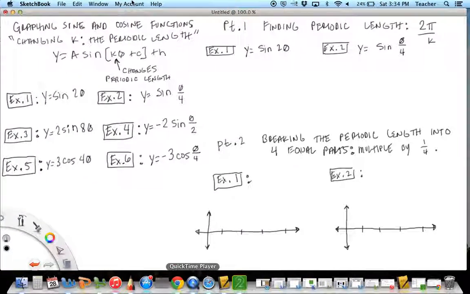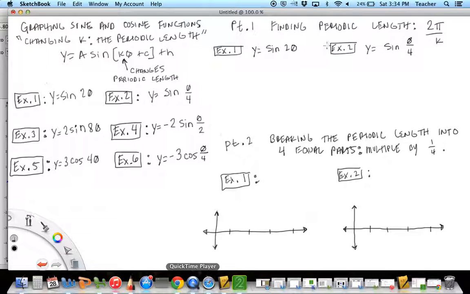All right, so let's talk about the basic idea, which is, first of all, we need to find the periodic length. To do that, we need to use this formula right here, which is 2 pi divided by k. Essentially, this number is multiplying our basic periodic length, so now we have to divide by it to find the new periodic length. So you have to find this value, which is 2 pi over whatever k is. K is the number that's in front of, in this case, theta.